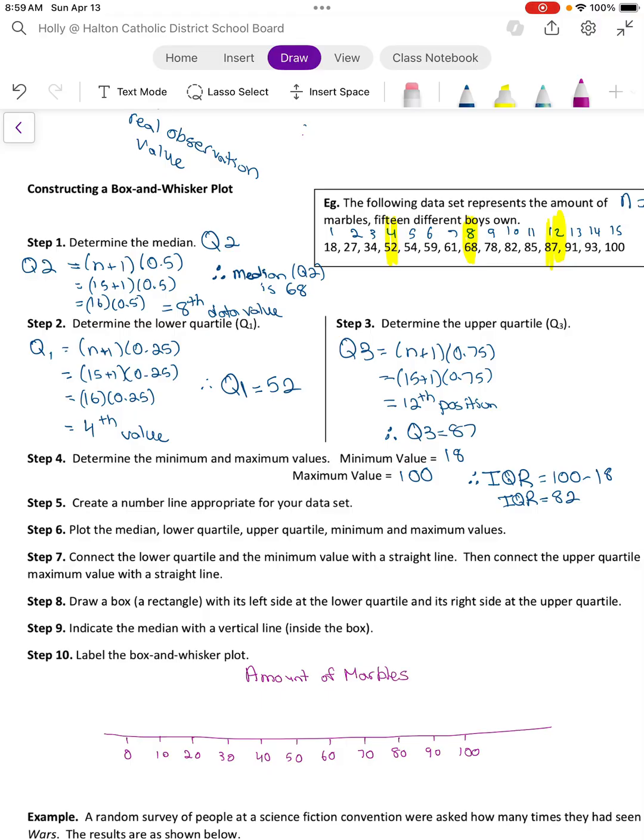And we're going to plot the median, lower quartile, and upper quartile, and it's ideal to use a different color so we don't confuse it with your number line. So my lower quartile, my Q1, was at 52. So let's say somewhere around here. That's Q1. My Q2, which is my median, is at 68. And my Q3 is at 87.